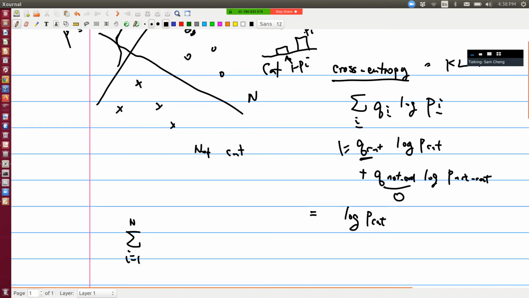Sorry, this index is actually referring to something else, so maybe I don't use i here. Let me use small n here, not to confuse you guys. This i here is basically different classes, and this n here is a different sample.